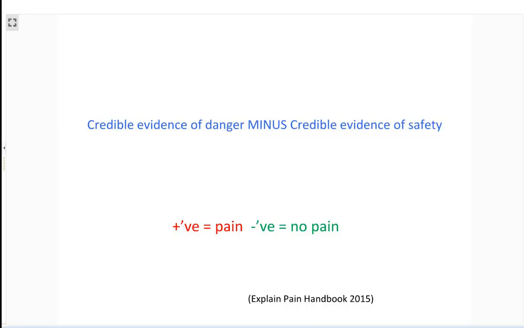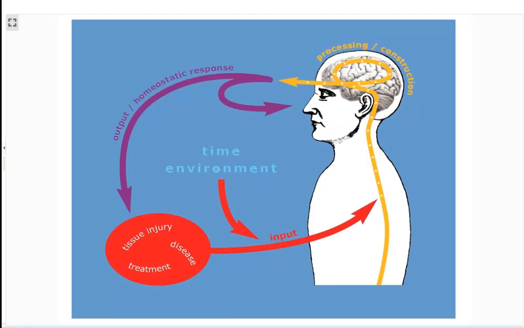A more simple way that's being utilised in teaching and a lot of clinical work now is this idea that pain is the credible evidence of danger minus the credible evidence of safety. So if there is more evidence to us about the threat of danger compared to the evidence that tells us that we're safe or that our tissues are safe, we're more biased and we'll actually then have an experience of pain.